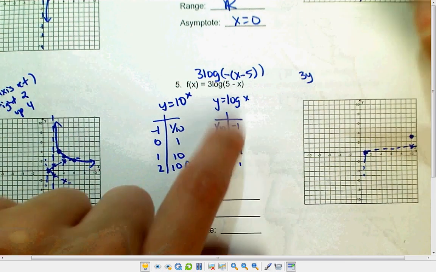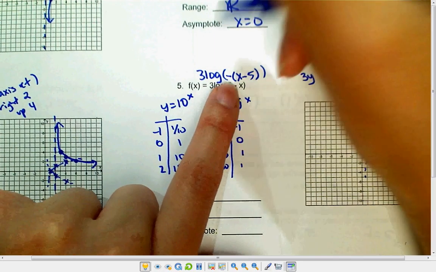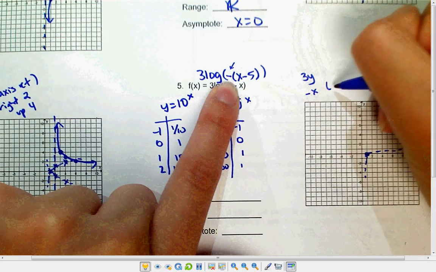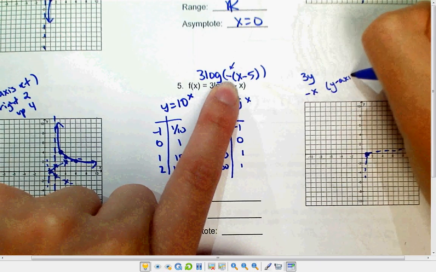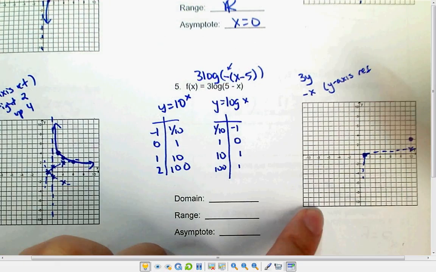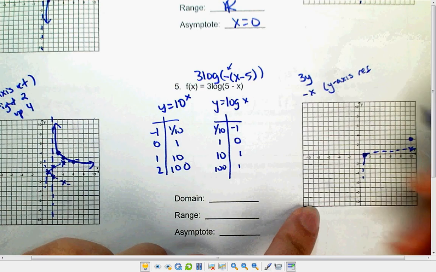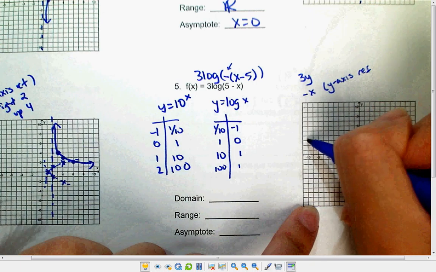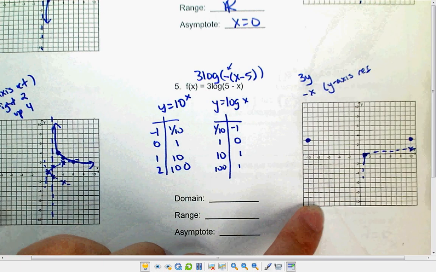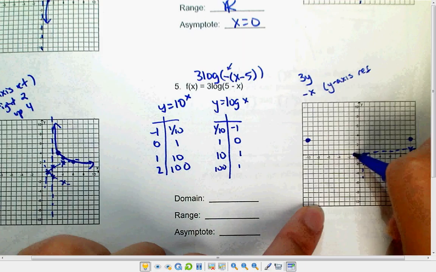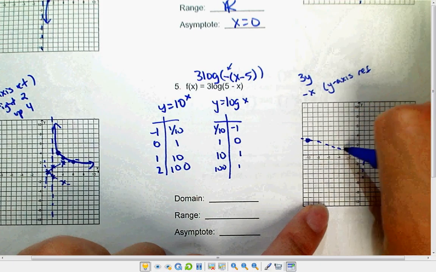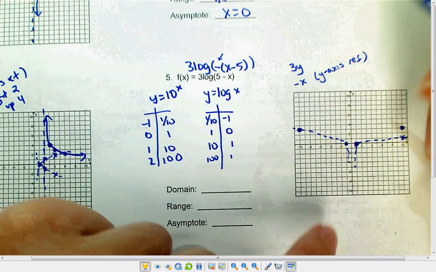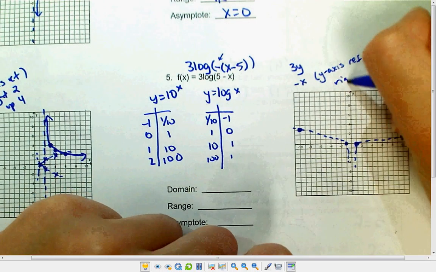And then I also am, this negative x means I'm flipping this across the y-axis. So if I flip it across the y-axis, instead of being at 10, 3, it's now going to be over here at negative 10, 3. This one's also going to flip over to right here. So, y-axis reflection. Finally, this minus 5 means I'm moving everything to the right 5.